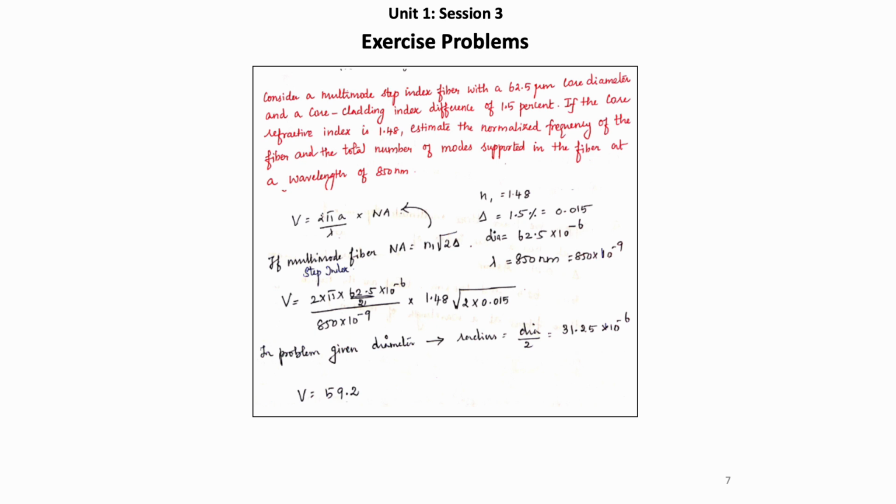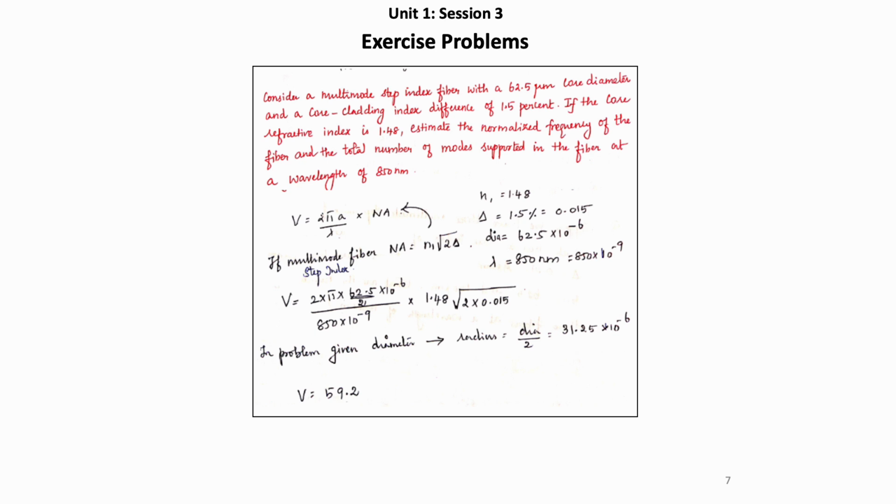Next problem. So what is given in the next problem? Consider a multimode step index fiber with a 62.5 micrometer core diameter. They have mentioned the diameter here, but a stands for the core radius. The core cladding index difference is 1.5 percent. Here the delta value is given in the form of percentage. If the core refractive index is 1.48, estimate the normalized frequency, that is the V number of the fiber, and the total number of modes supported in the fiber at a wavelength of 850 nanometer.